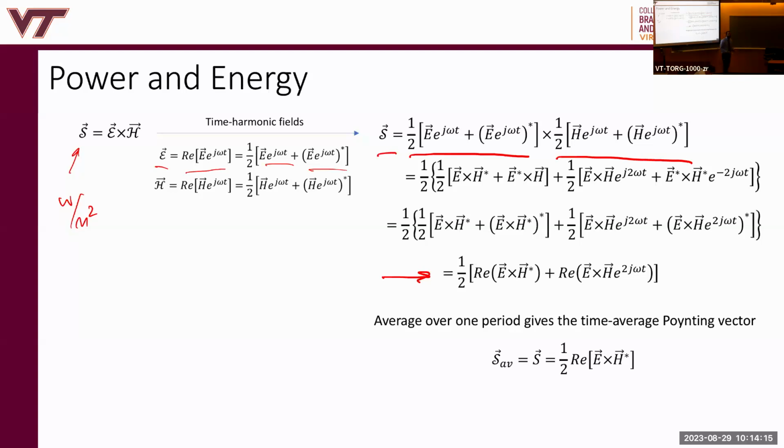Now what I'm going to do is take the time average. I'm going to integrate over one period of the sinusoidal function. We're assuming these are sinusoids now. So integrate over one period. This term drops off because we're talking about e to the 2j omega t, so integrating that over one period will give you a null contribution. What I get here is the time averaged Poynting vector, which is a straight S, and it is 1/2 the real part of E cross H conjugate. That's how you calculate power density.